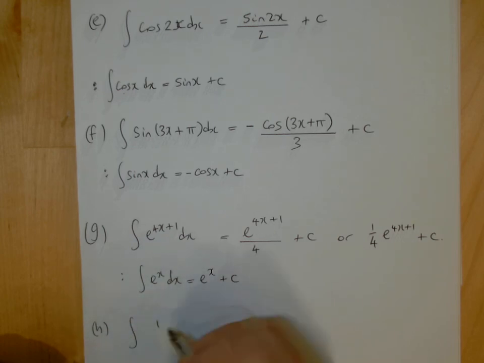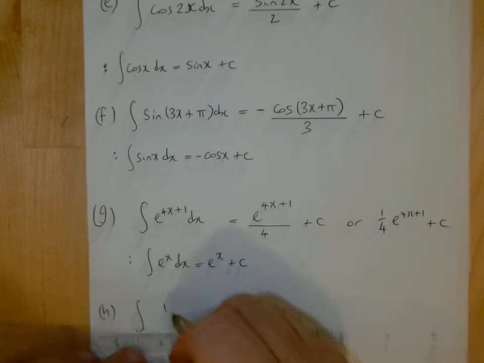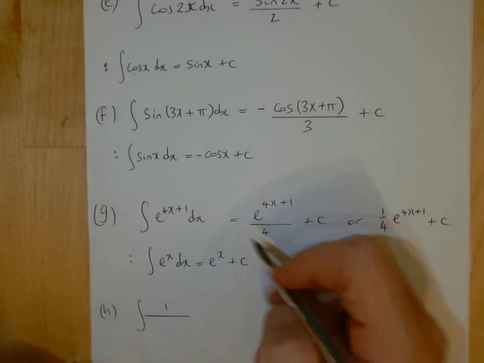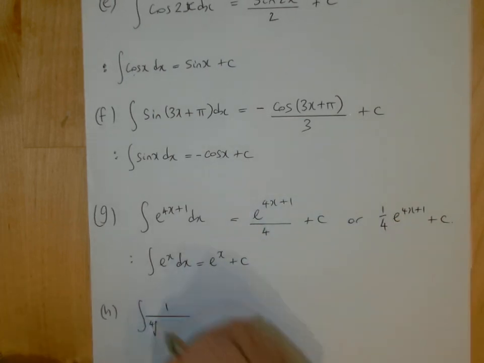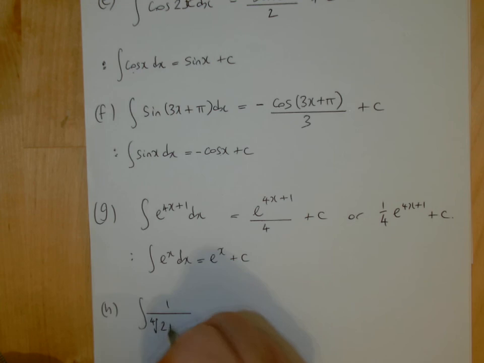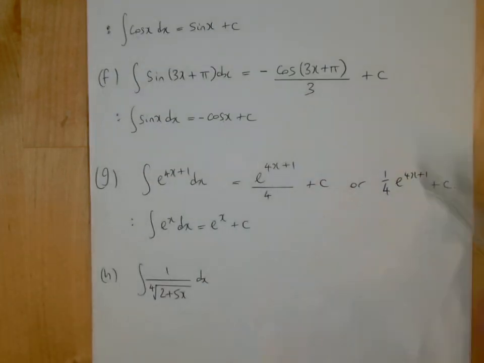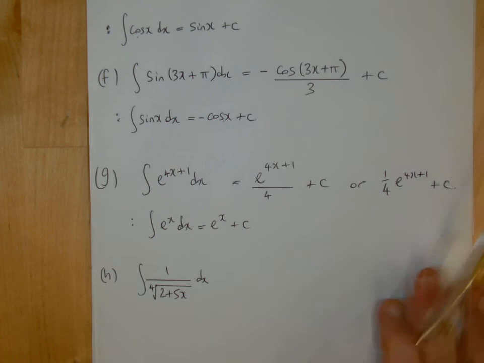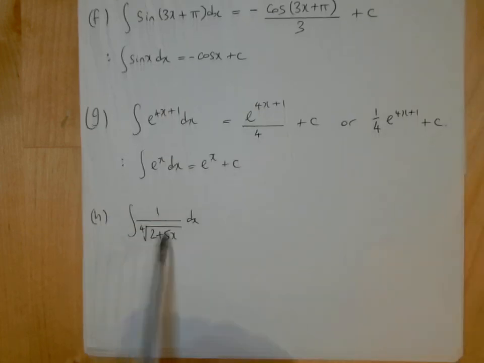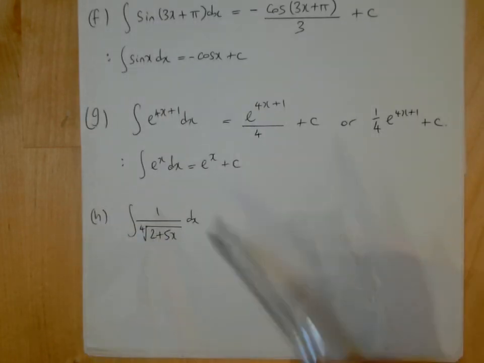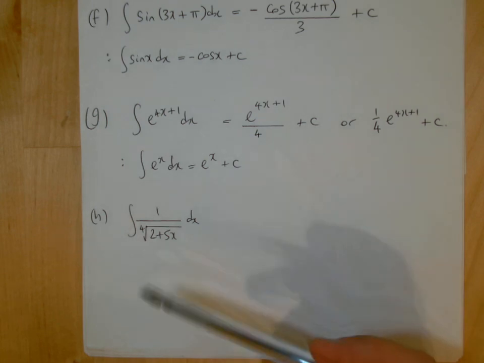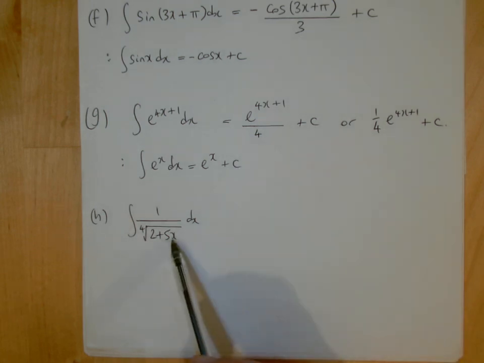Finally then, h. So we've got the integral of 1 over the fourth root of 2 plus 5x with respect to x. Now, thinking about this, we've seen lots of different rules we use. Think about what sort of rule we need to use here. And actually, this just goes back to the first rule, doesn't it? Because we've got a linear term here. This can be written as a bracket.